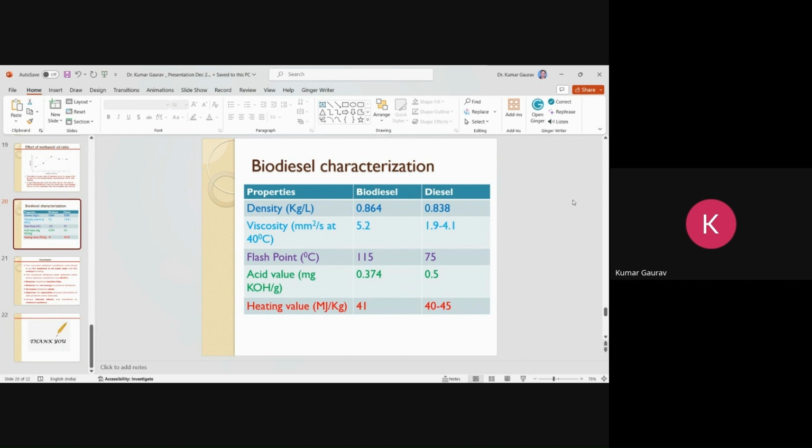For that, we can use blend forms, like B20, meaning 20% biodiesel and 80% petroleum diesel. In that case, there is no need to modify the existing engine. But if we go beyond the concentration of 30 or 50, then we can modify the diesel engine.